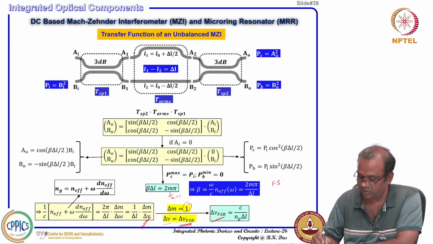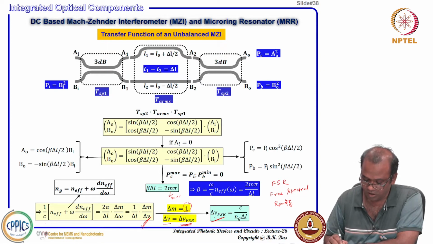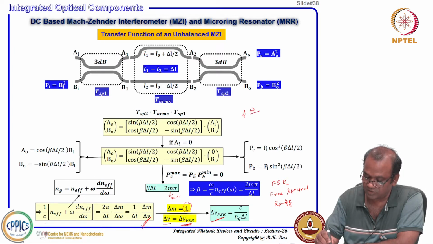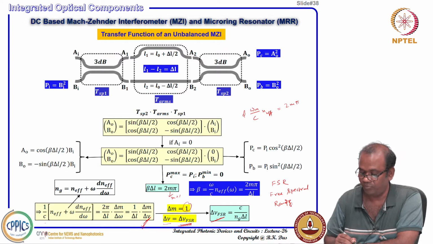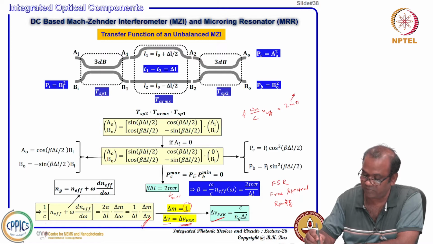FSR is a very important term frequently used in photonics, particularly integrated optics and photonic integrated circuits. It is called free spectral range. So, why is it free spectral range? Because if I consider beta equal to omega c by n effective equal to 2m pi, that means this is omega m. This is satisfied for a particular integer value.